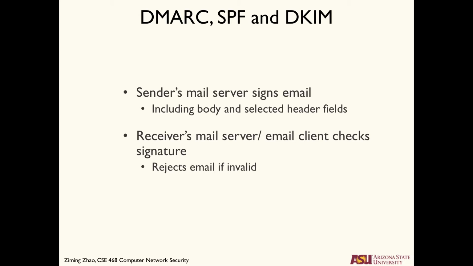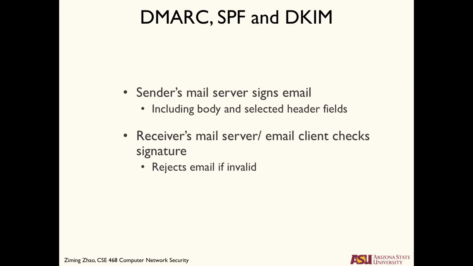So the basic idea behind DMARC is very simple. The sender's mail server has to sign the header fields. Like I just said, gmail.com will make sure any email claiming it is from gmail.com is actually from gmail.com. And the receiver's email server or email client will use the public key crypto system to verify those signatures. And if those signatures are not valid, they may say this is spam.